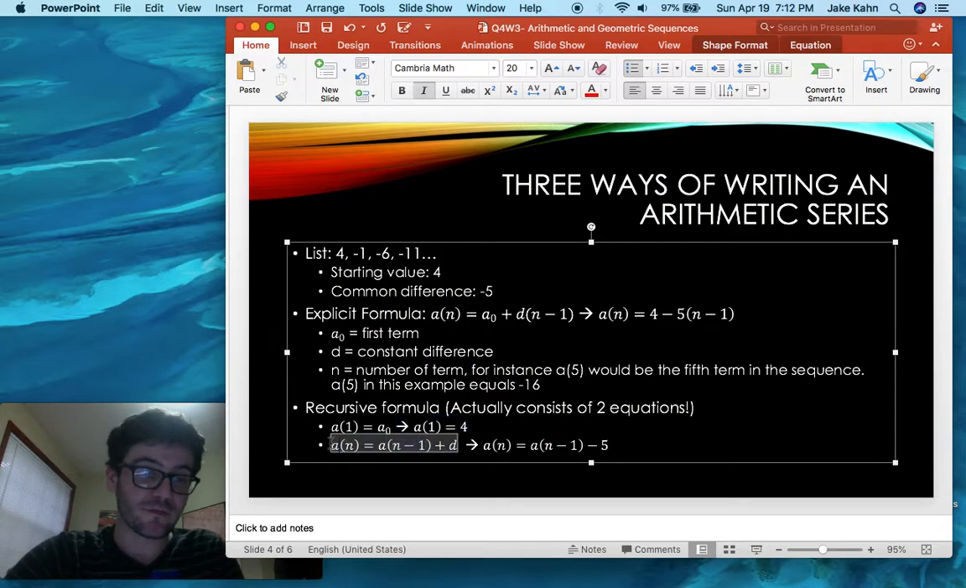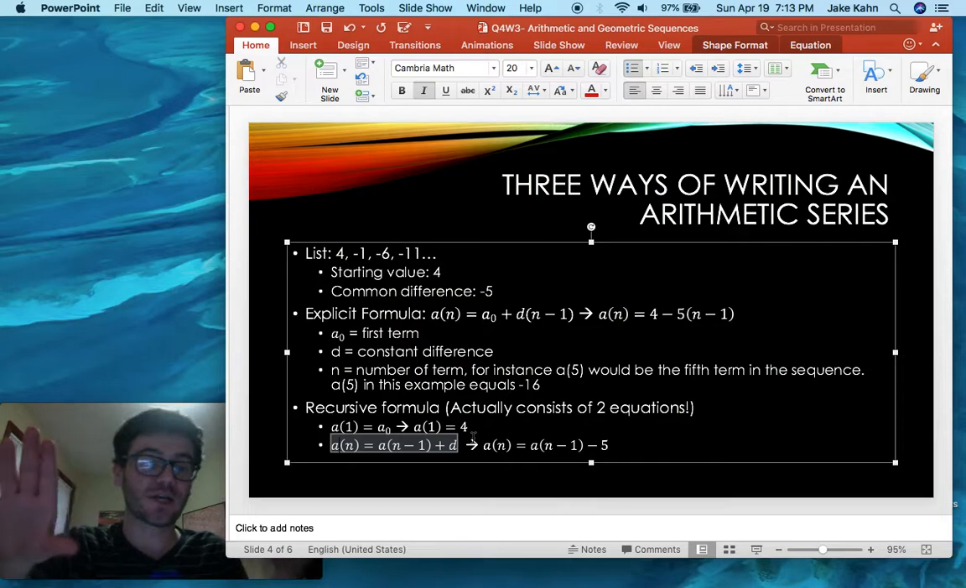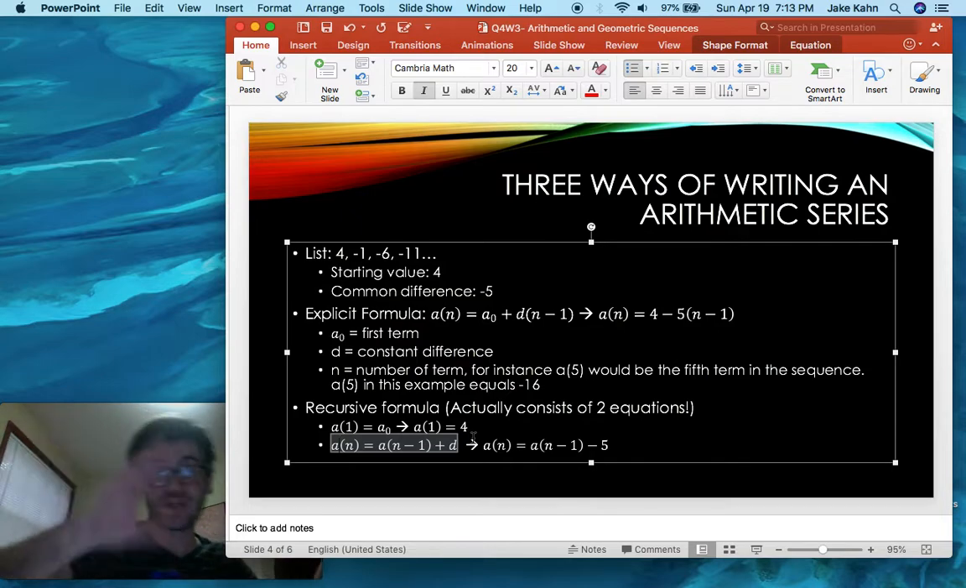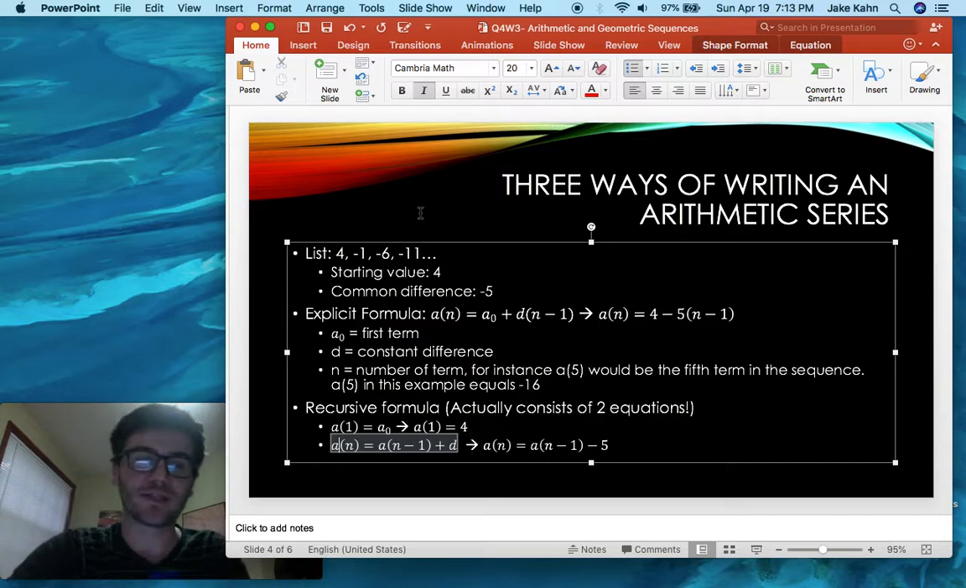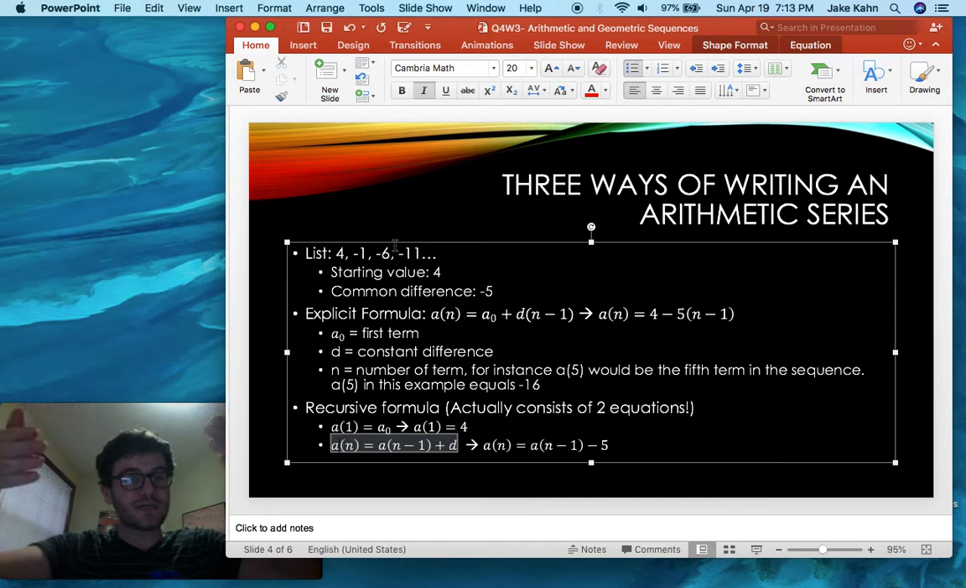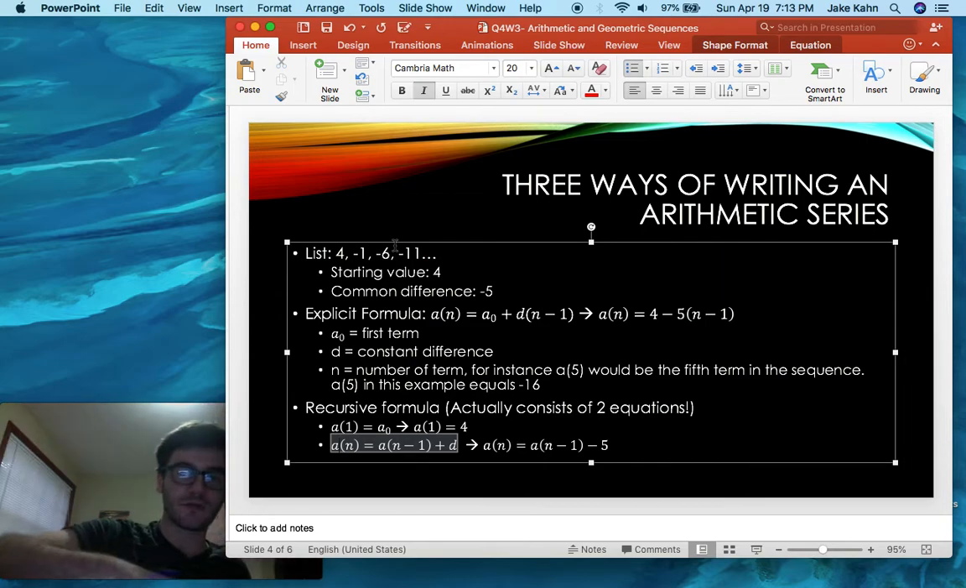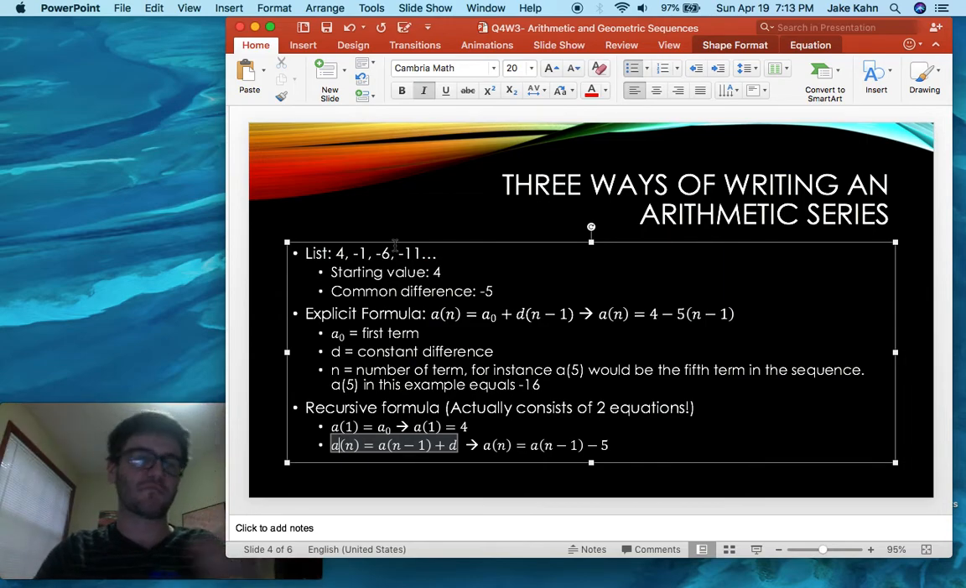The second formula in your recursive formula, the second equation, you write as a of n is equal to a of n minus 1 plus d. What this means in normal language is the nth term is equal to the previous term plus your constant difference. So for instance, -6 right here, the third term is equal to the second term minus 5. It makes sense, right? It's just weird notation.